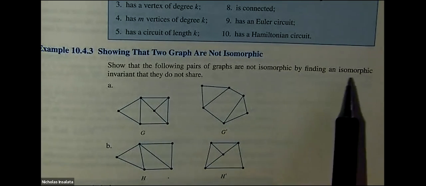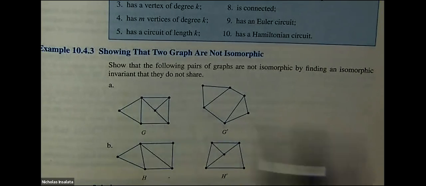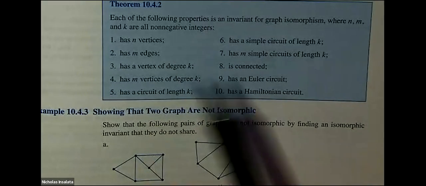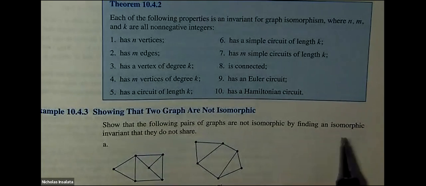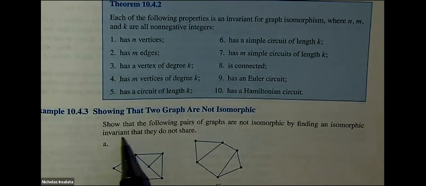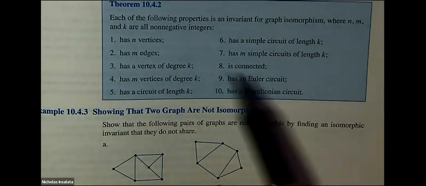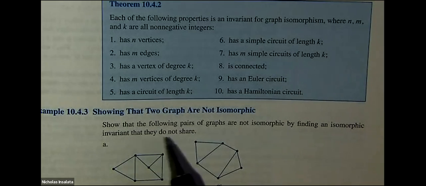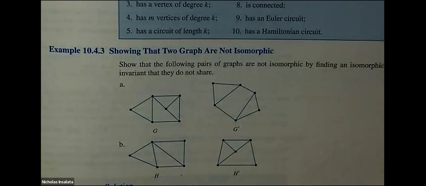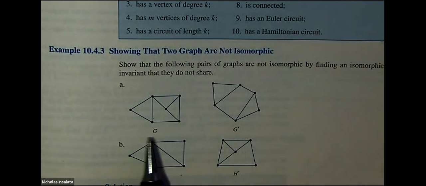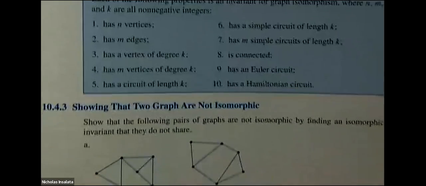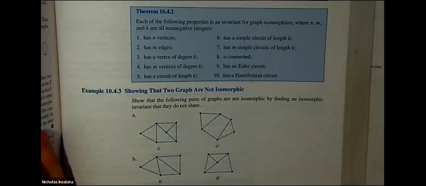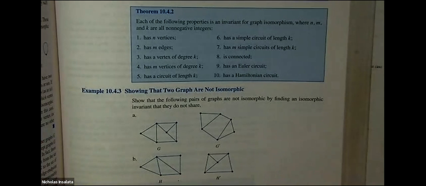Show that these are not isomorphic by finding an isomorphic invariant. That's one of the things on the list that's got to be the same. That's an isomorphic invariant. Invariant meaning doesn't change, doesn't vary. And these are the isomorphic ones. So this is just, you know, find something on the list that doesn't match, right? So for this one, graph G and graph G prime, can you tell me something that's different about those graphs to prove that they're not isomorphic? And actually, let me do this. I'll give you the list and the pictures just to start with here.